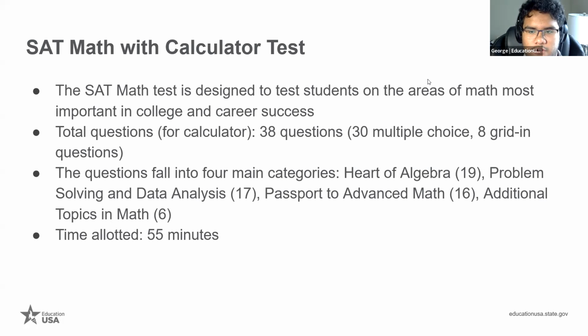These are the heart of algebra with 19 problems in that category, 17 problems in problem solving and data analysis, and 16 questions in passport to advanced math. This part covers some more advanced topics we'll get into in a bit. There are also some extra topics that are tested, although there are just 6 of them. And for this portion of the SAT, you will have 55 minutes to complete the 38 questions.